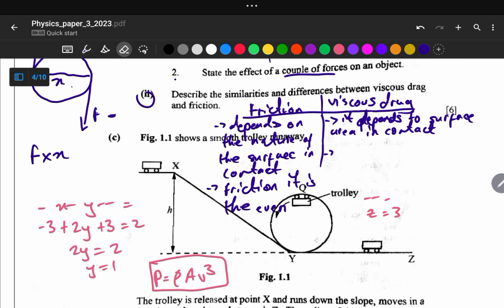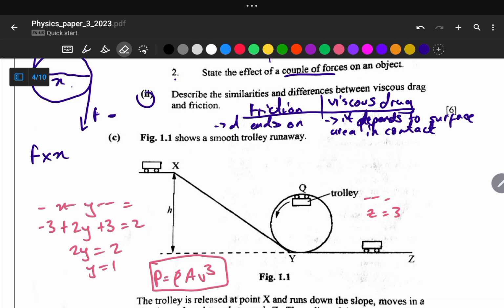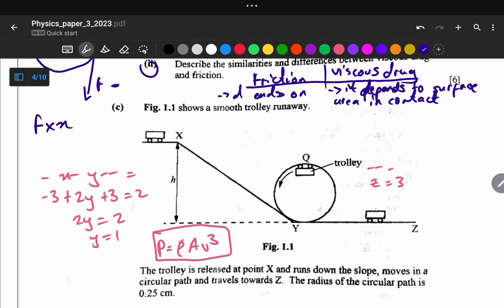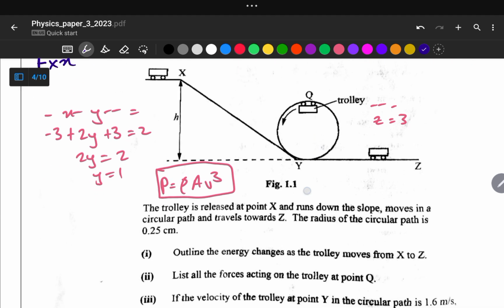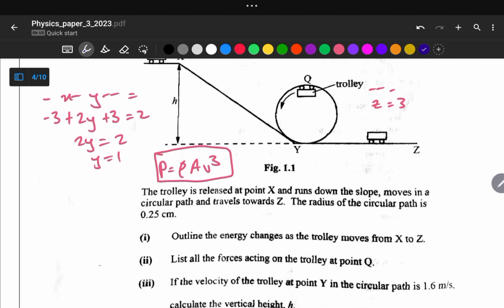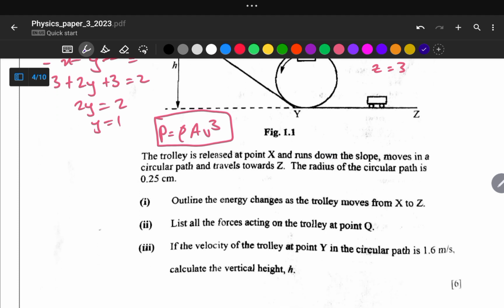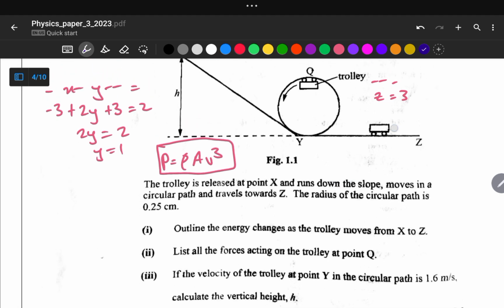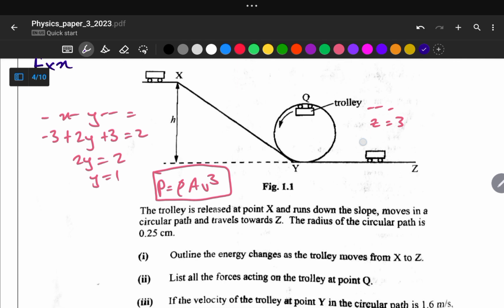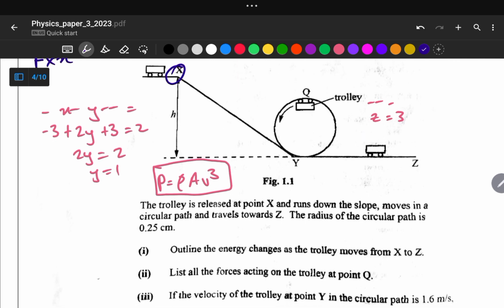Okay, and let us move on to this part of our question, which says Fig 1.1 shows a smooth trolley runway. So we're given a smooth trolley runway, and the trolley is released at point X and runs down the slope, moves in a circular path and travels towards Z. The radius of the circular path is 0.25 centimeters. So we are required to outline the energy changes as the trolley moves from X to Z.